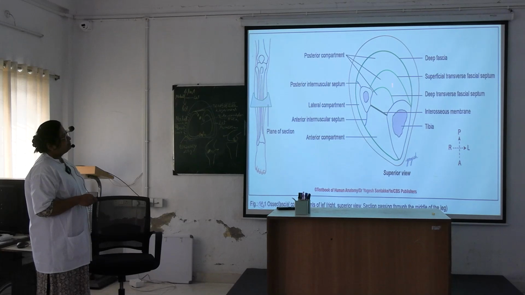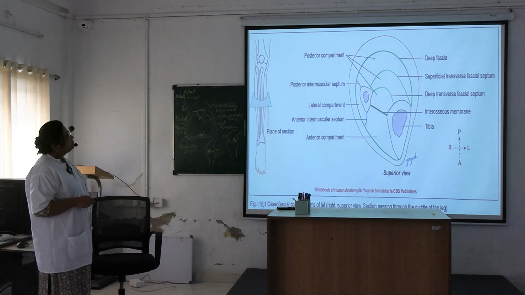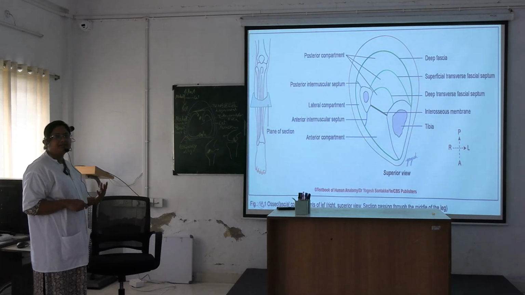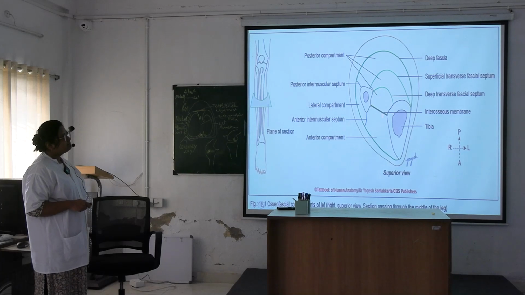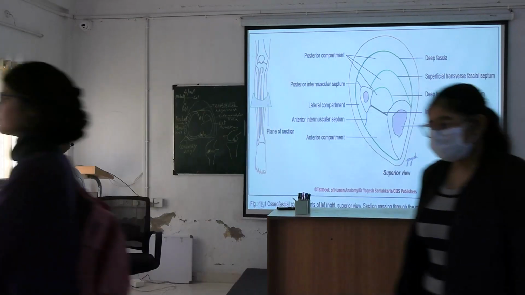These are also part of deep fascia, deep transverse fascial septum and superficial transverse fascial septum. And these are the posterior intermuscular septum, anterior intermuscular septum. These septa divide the muscles into three compartments: anterior compartment, lateral compartment, posterior compartment. And these two deep septa are dividing the muscles of the posterior compartment. So today we will discuss anterior compartment and lateral compartment.